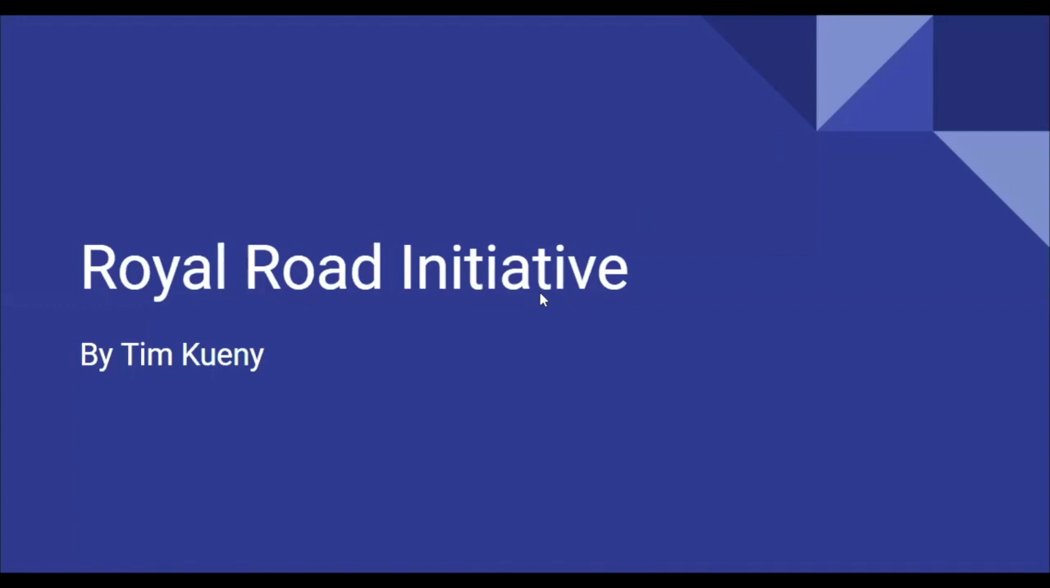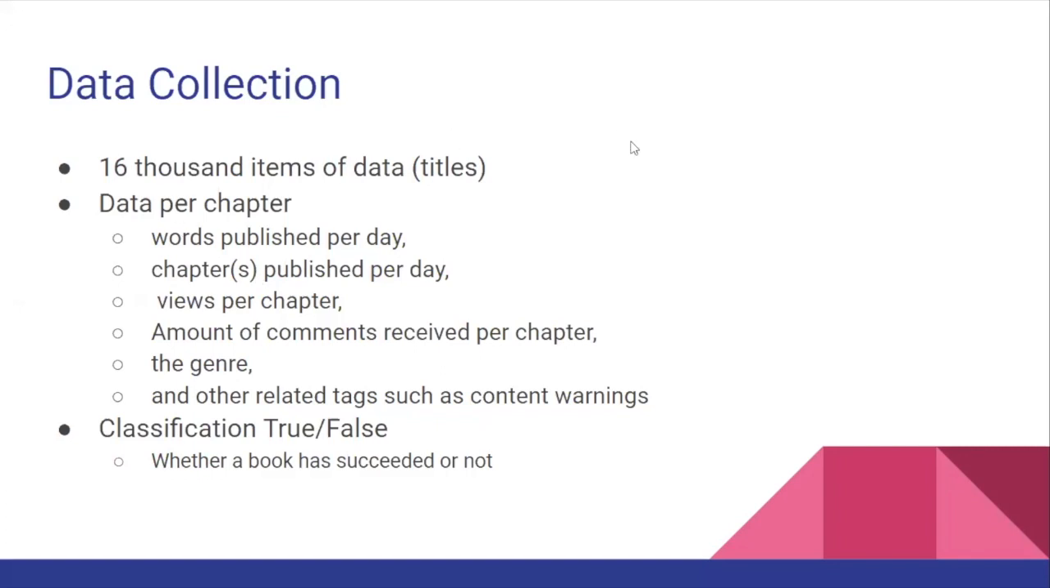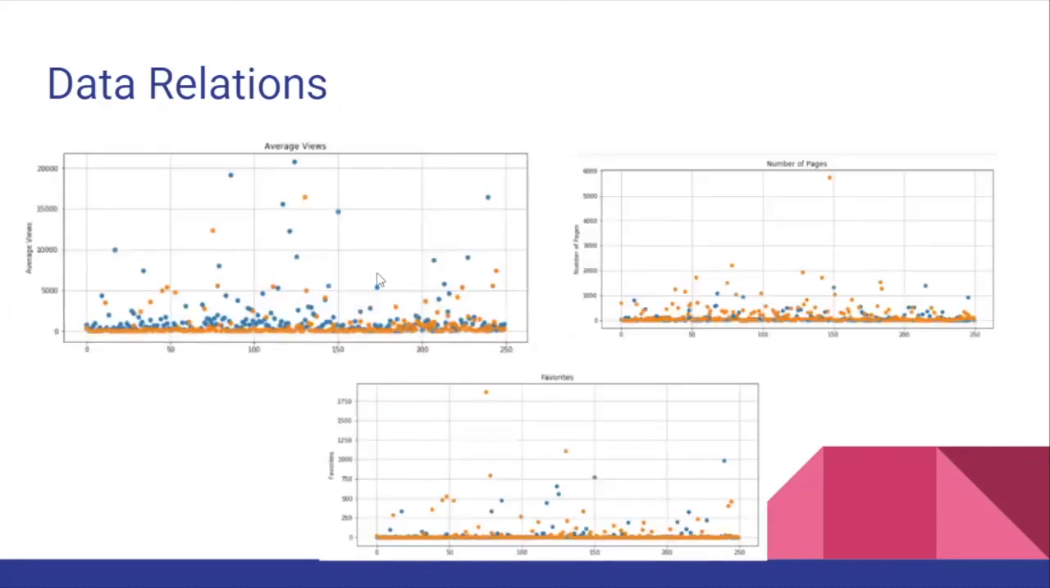We wanted to see what it took for a story on this website being written to become either successful and published, or if it just fails and dies out, or is incomplete. So we started by getting many different data points that we could obtain from web scraping the website, including words published per day, the amount of chapters, words, and the amount of comments received per chapter. And then we would classify a story that we got the data from as true or false. If it has been published, then it would be true. But if it wasn't published, or if it just died out, if the book was incomplete, then it would be labeled false. And from this, we were able to plot some data.